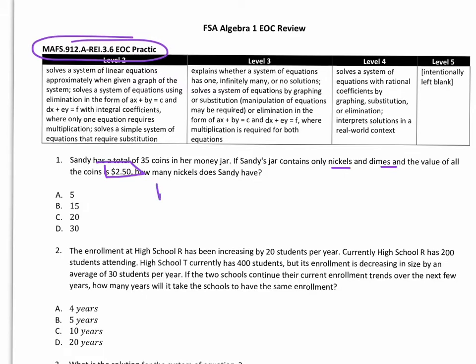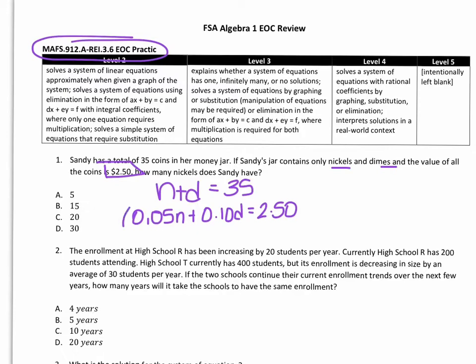So she has nickels plus dimes equals 35. Then you know a nickel's worth 5 cents and a dime is worth 10, and that the total is $2.50. Now let's go ahead, and I like to not deal with all those decimals, so I'm going to multiply the entire bottom row by 10 just to get rid of it. So then I wind up with 5 nickel, 10 dime, and 250.